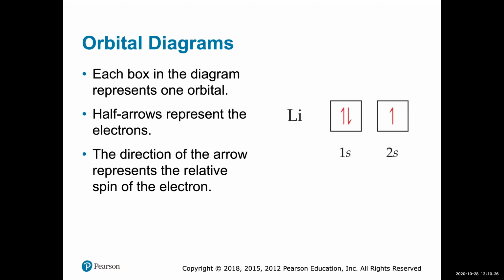When we do orbital diagrams, we often do it with a box, and the box represents an orbital. The half arrows represent electrons, and the direction of the electron is the spin. And so by convention, you always first draw the arrow that points up and then fill in with arrows that point down.